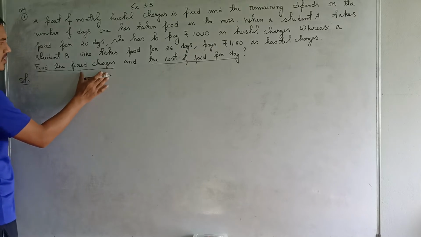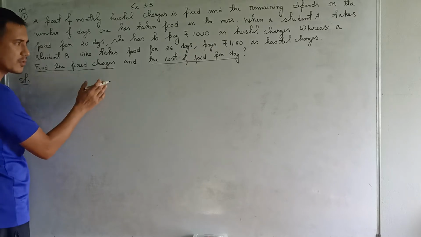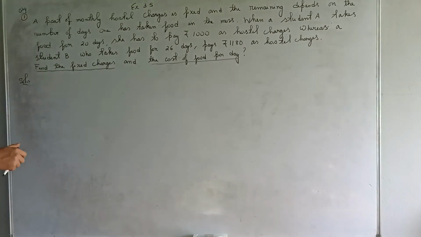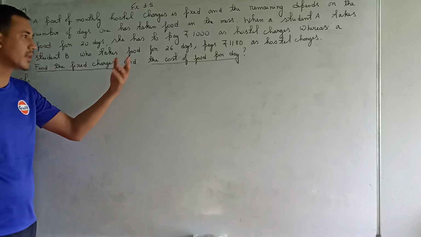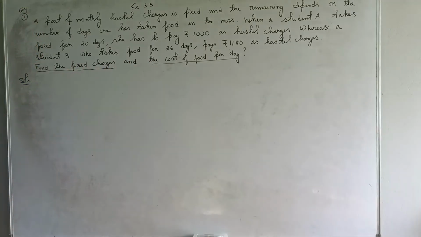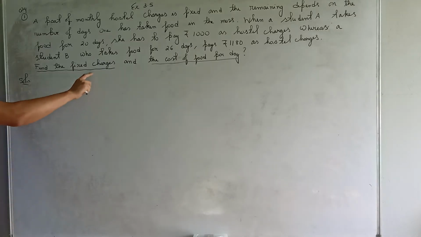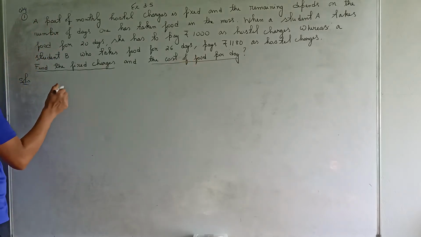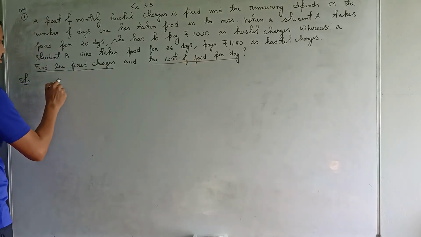This fixed charge is like an admission fee in school also. Suppose when you join the school, you need to pay admission fees. After that, every month you pay school fees, right? Something like that. Or in the hostel also the same thing. You take admission first, fixed charge, and then every month you need to pay the mess fee, right?